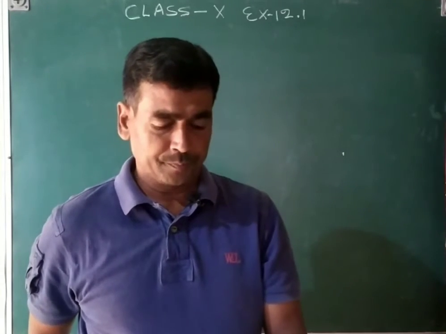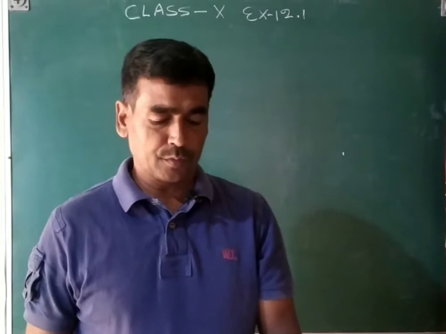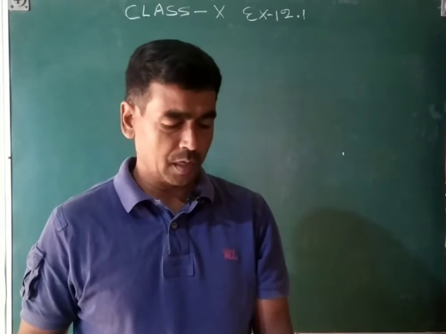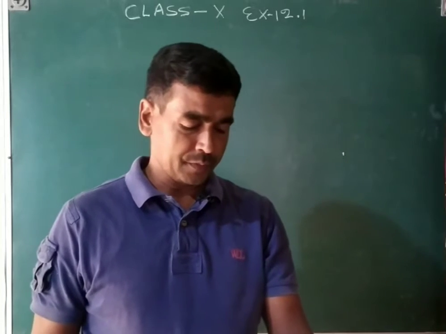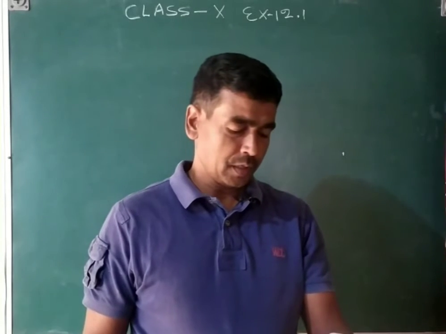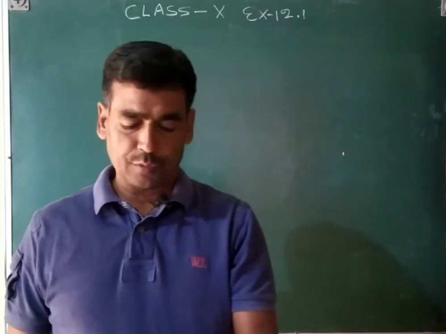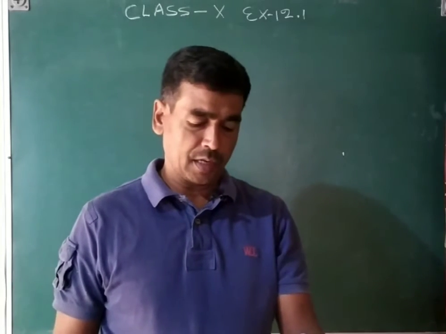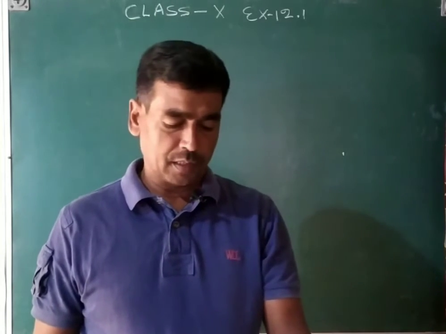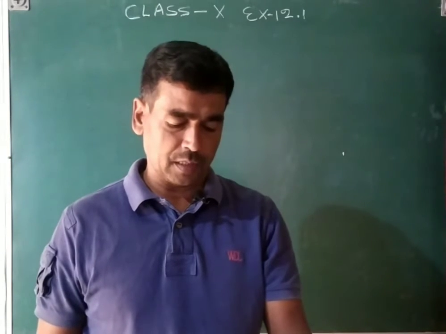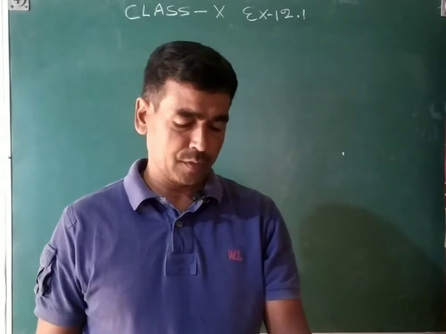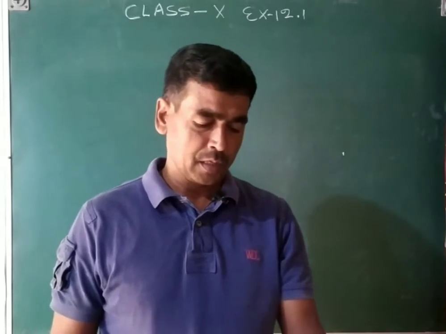Chapter number 12, area related to circle. Area related to circle we will see here. The first question is: the radii of two circles are 19 and 9 centimeter respectively. Find the radius of the circle which has circumference equal to the sum of the circumference of the two circles.